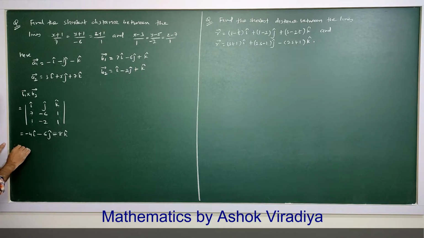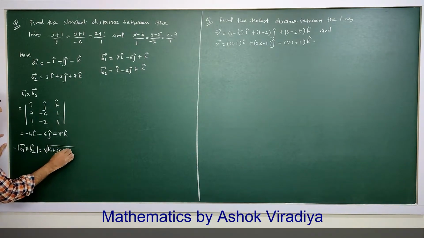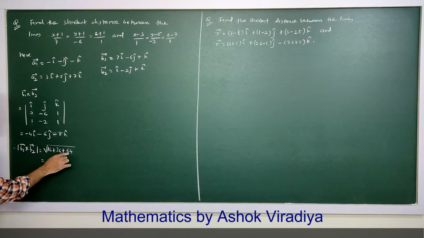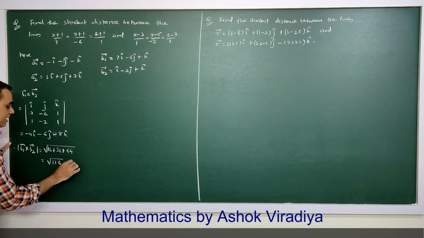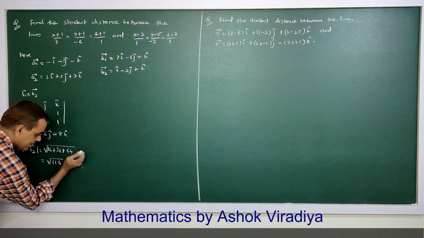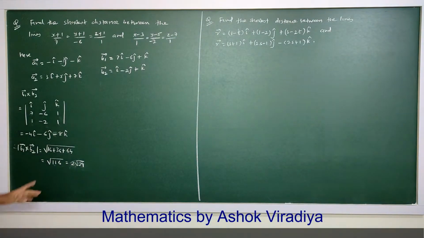We also require its magnitude. B1 cross B2, its magnitude is equal to square root of 16 plus 36 plus 64, minus 4 square plus minus 6 square plus minus 8 square, that is square root of 116. That is 29 into 4, so 2 root 29. Sorry, I made a mistake, it is 2 square root of 29.